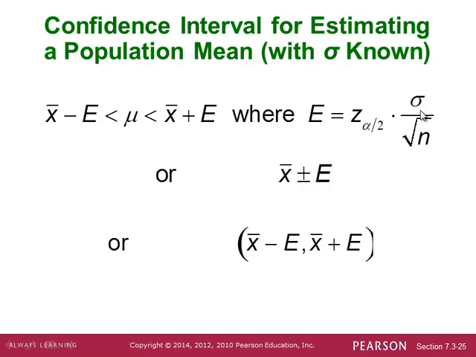When you know the population standard deviation, when you know sigma, then you are going to use your Z critical value here and sigma there, sample size n. Otherwise, if you don't know the population standard deviation, you use your T critical value here and S there. Okay?